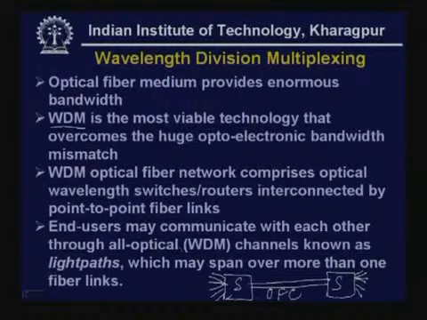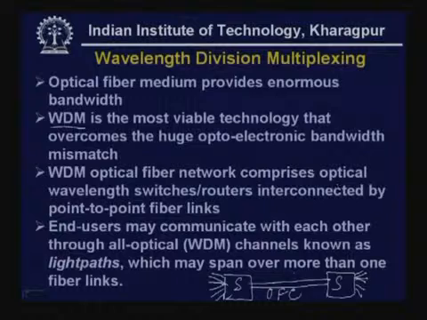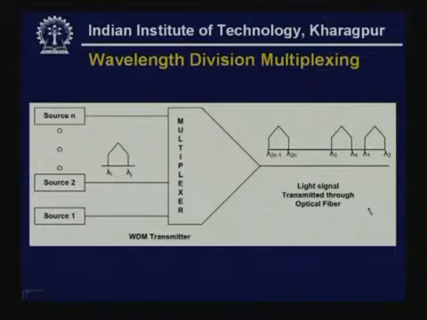cable. Now, end users may communicate with each other through all optical channels known as light paths, which may span over more than one fiber link. Here I have shown only one link, but you may not have only one link. In between there may be more switches, and as a consequence the optical signal, the light signal, can pass through a number of switches in the optical domain and reach the other side. This can happen whenever you have optical switches, and wavelength division multiplexing is becoming very popular, and the basic concept is shown here.